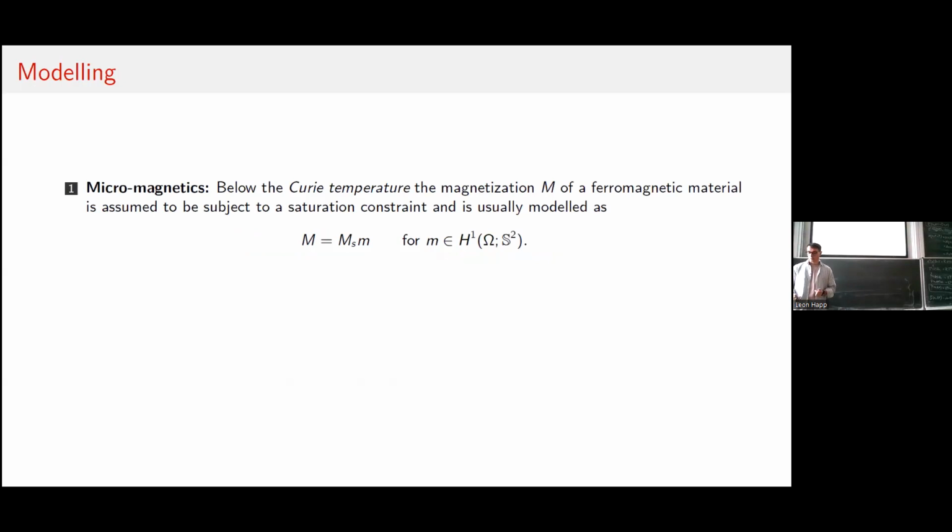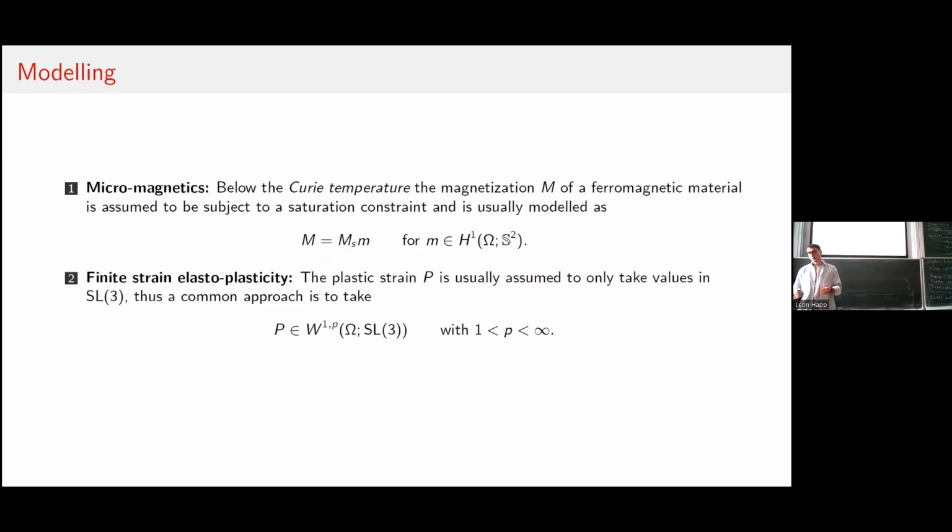And denoting this absolute value by m_s here, we can renormalize our magnetization and rewrite it as m_s times this small m, which is a vector field only taking values in S² then. So there you have a target manifold constraint, N equaling S² here. And the second one is, for example, if you look at finite strain elastoplasticity. So you have a plastic strain P, which is usually assumed to take values in the special linear group SL3. And then a common approach is to take it into a Sobolev space with some suitable Sobolev exponent.